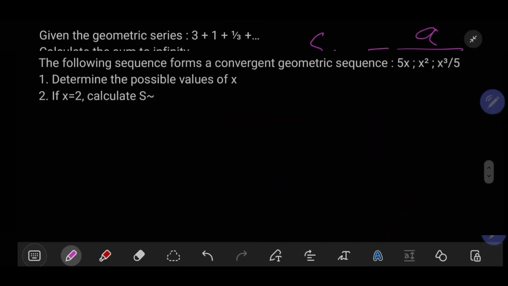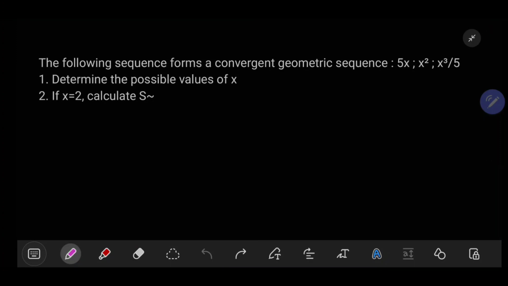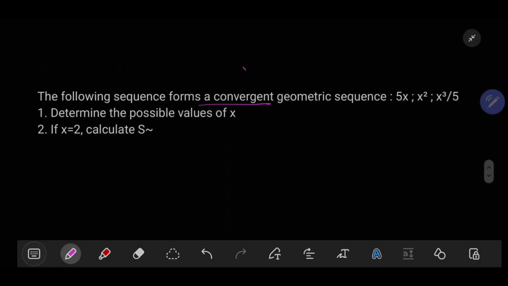Okay, let's look at this example here. It says the following forms a convergent geometric sequence. We are given 5x, x squared and x cubed divided by 5. So this forms a convergent geometric series. When you see the word convergent, you must know that your r value, because we are speaking of a geometric sequence, should be in between this interval. When a sequence or a series converges, the ratio must be between -1 and 1.